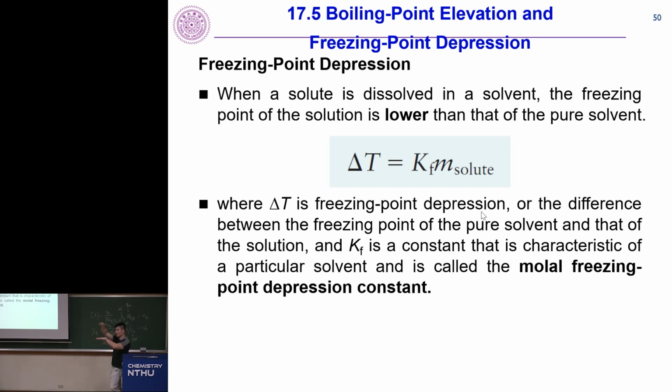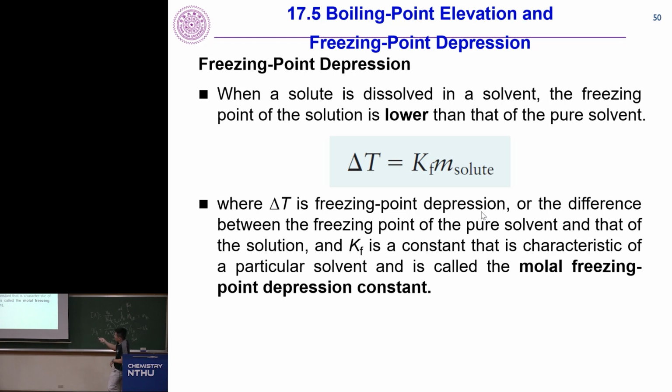That means boiling point increases, but freezing point decreases. When the solute is dissolved in a solvent, the freezing point of the solution is lower than that of the pure solvent. And of course, delta T will be negative. It is Kf, the freezing point depression constant, multiplied by molality of the solute. Where delta T is the freezing point depression, so it's negative, or the difference between the freezing point of the pure solvent and that of the solution. Well, we'll change the sign here.